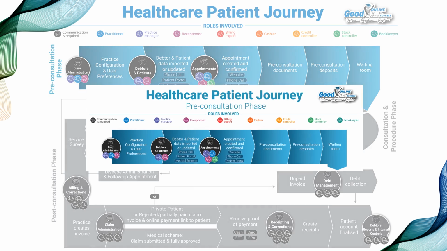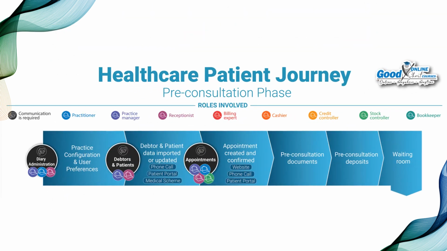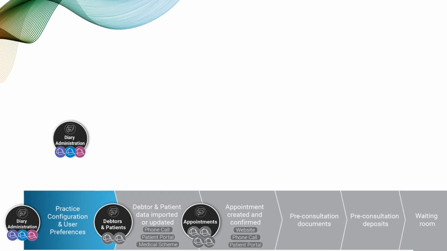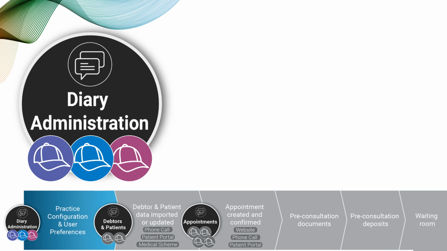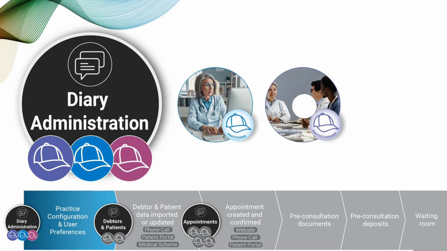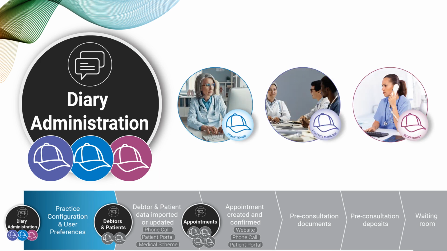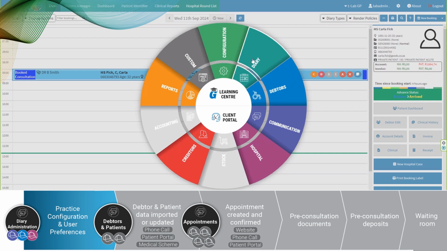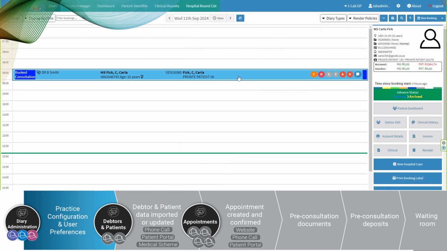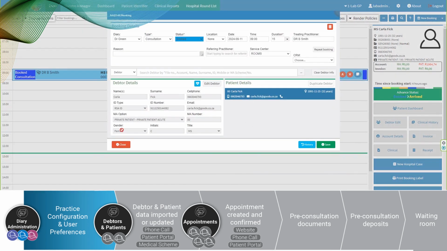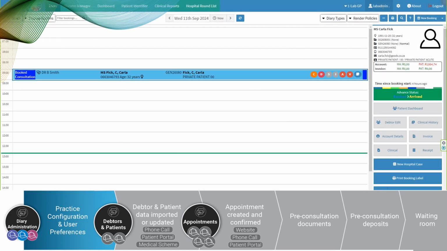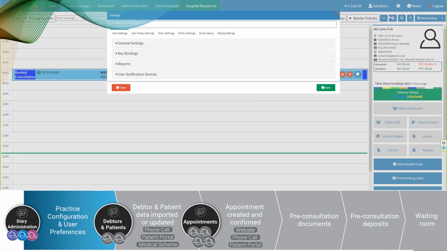In the pre-consultation phase, several key processes take place to ensure the smooth operation of the practice. The first process is diary administration. The practitioner, the practice manager, and the receptionist are involved in the diary administration process. The practice management software is set up to enable efficient scheduling and record keeping. User preferences are customized to enhance the workflow for each user.